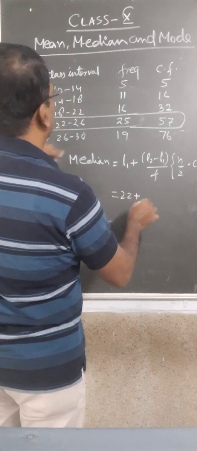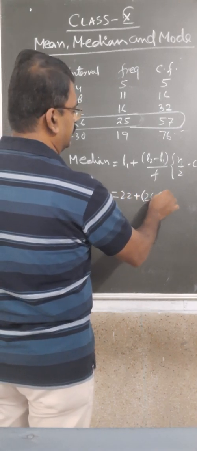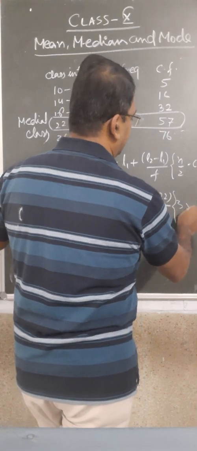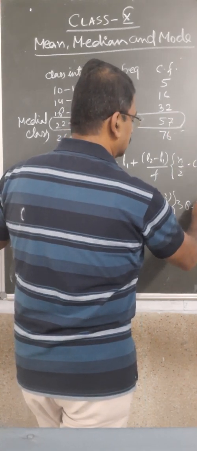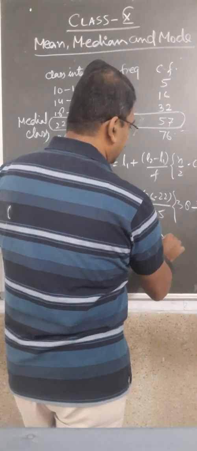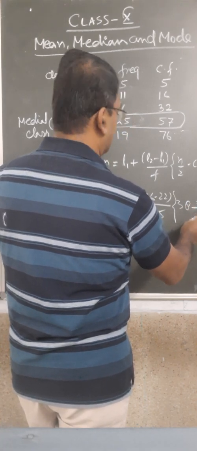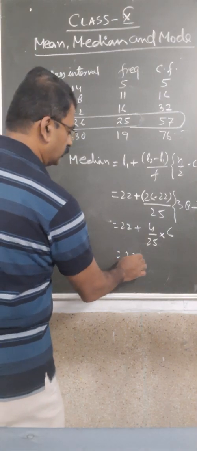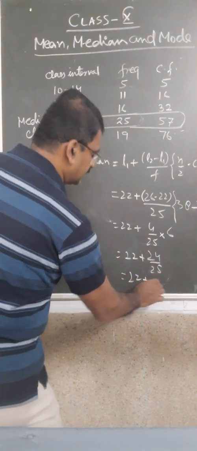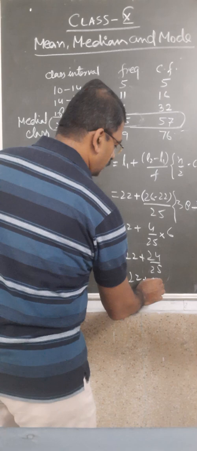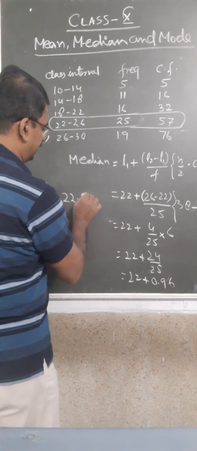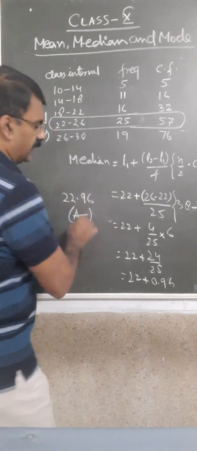So 22 plus L2 minus L1, that is 26 minus 22, upon F is 25, into N by 2, that is 38, minus C, that is 32. Okay, so 22 plus 26 minus 22 will be 4 by 25 into 38 minus 32 is 6. So 22 plus 24 upon 25. 22 plus 0.96. So 22.96 is your answer. 22.96 is the median. So we have found the median also.